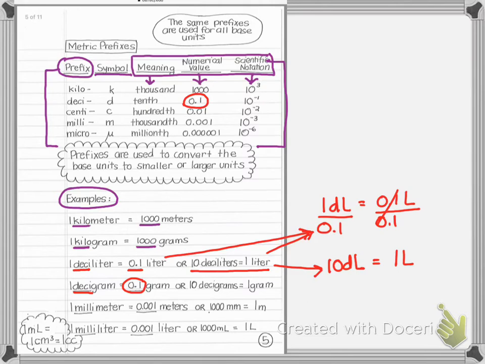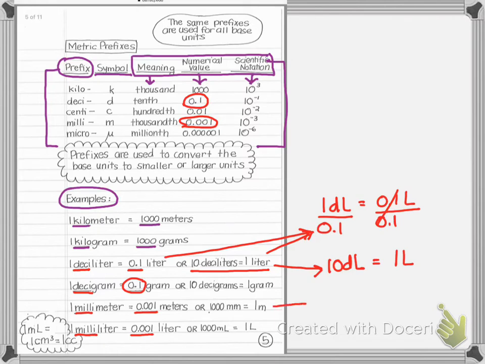And then milli is 1/1000th right there. So milli is 1/1000th. A millimeter is 1/1000th of a meter. Or you could write it, that means that if 1 millimeter is 1/1000th of a meter, that means there's 1,000 millimeters in 1 meter. And then milli here, see, 1/1000th, or 1,000 milliliters in 1 liter.